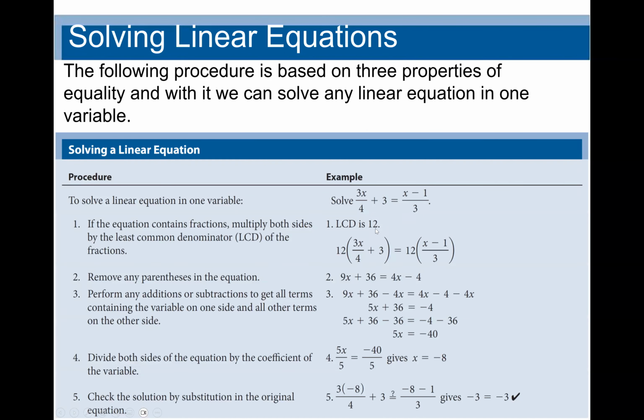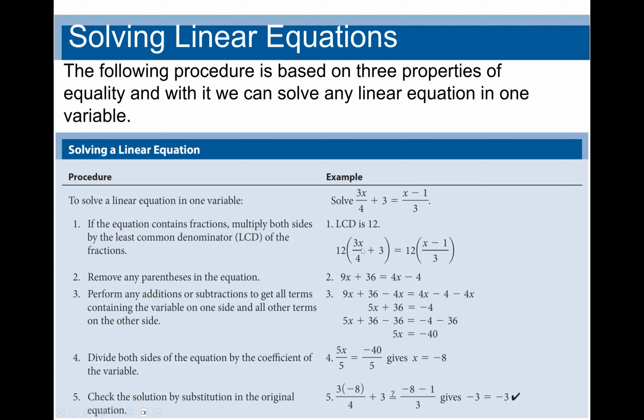24 will work, 36 will work, because 36 divided by 4, the remainder is 0, and 36 divided by 3, also the remainder is 0. But we are looking for the least value. So we use 12. So here we are going to use 12 to multiply both sides of the equation. The goal here is to remove the fraction, to cancel the denominator.